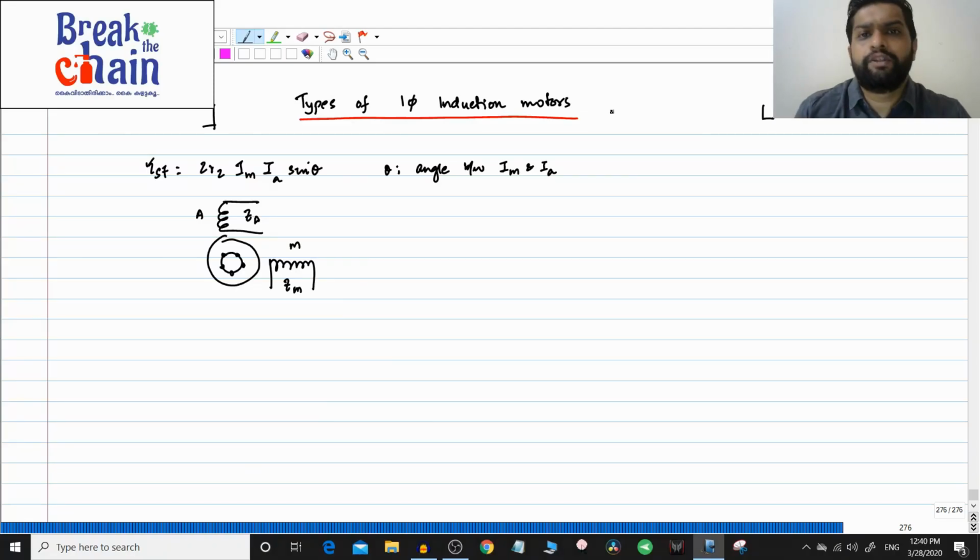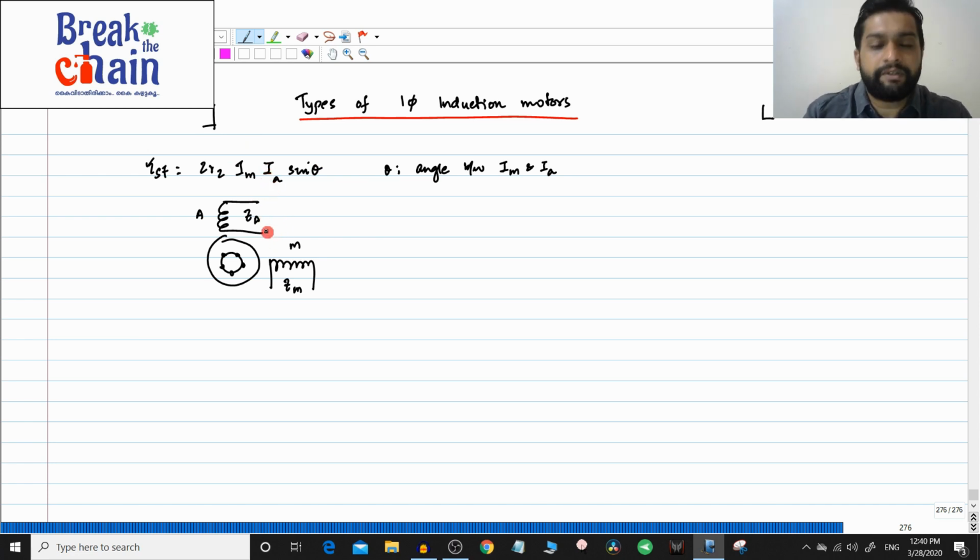Hello friends. So in the previous video we derived the starting torque equation of the single phase induction motor, right? For an induction motor where you introduce something called an auxiliary winding, this is the starting torque equation, and in this equation you could see that you should make sure that theta, which is the angle between Im and Ia, should not be equal to 0, right?